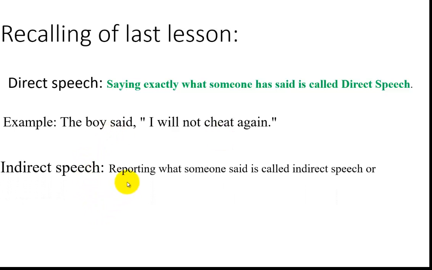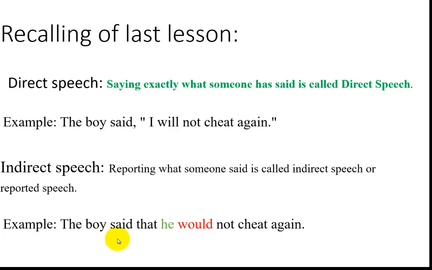Indirect speech is reporting what someone has said. Now, indirect speech means we are saying what somebody had said. Example: the boy said that he would not cheat again. Look here: the boy said, "I will not cheat again." Now we are saying what the boy said. The boy said that he would not cheat again. So this is how we change direct speech to indirect speech.